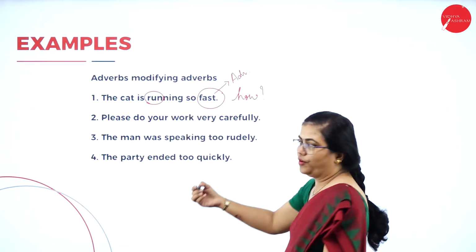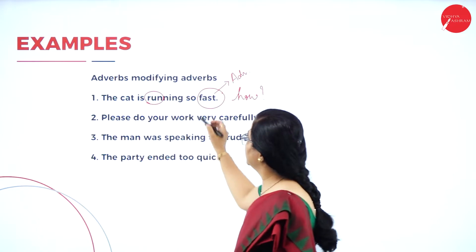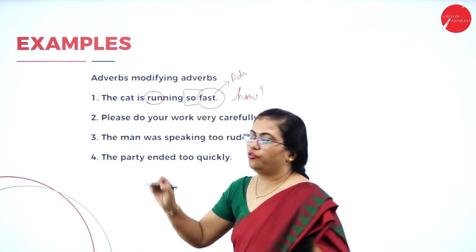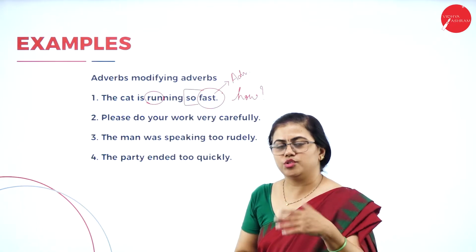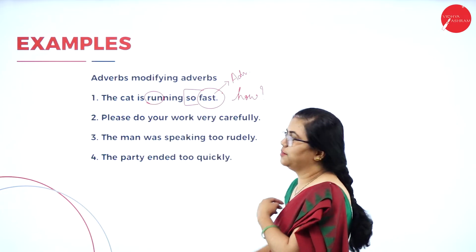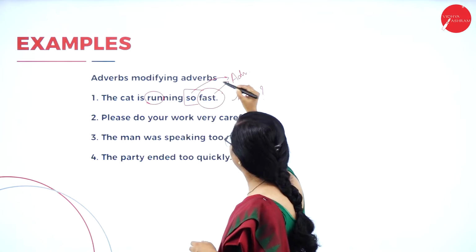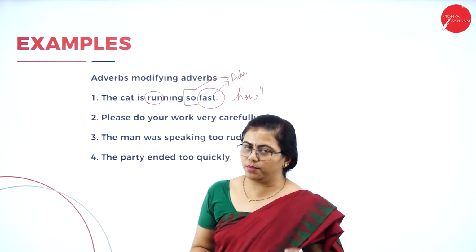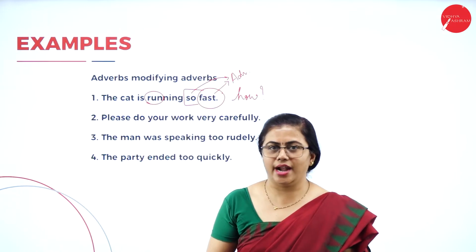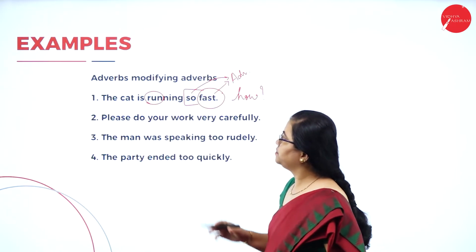How fast is it running? It is running so fast. You can also say very fast. That's fine. But in this sentence, I'm talking about it is running so fast. So this again becomes an adverb, an adverb which is modifying another adverb.